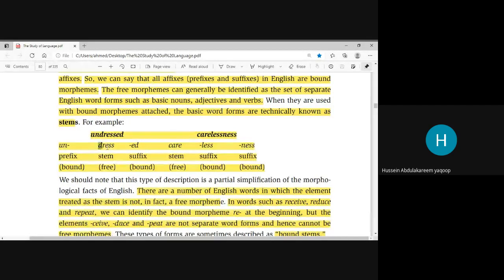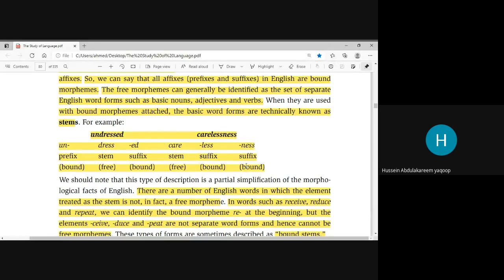We have dress. This is an extra example. Dress is the stem, and we have un and ed. These are the morphemes. The result is undressed. So we have a prefix, and we have a suffix. But here we have the stem at the beginning, and it is attached to two more elements as suffixes. Similarly, we have the examples left here, as you can see.